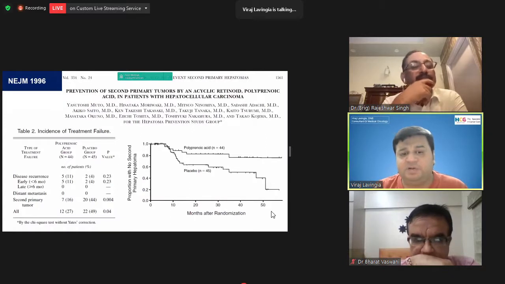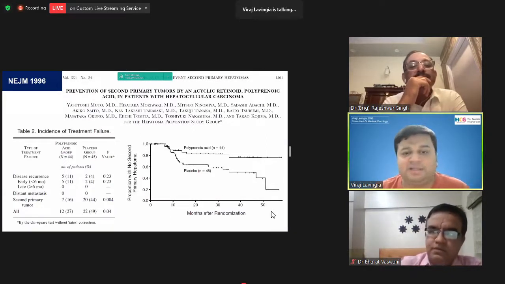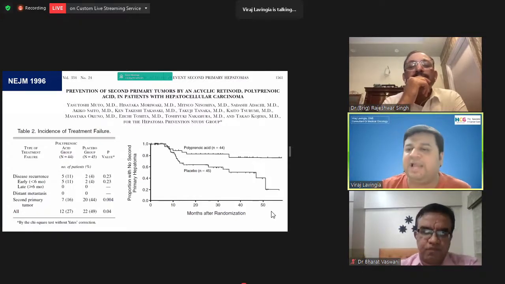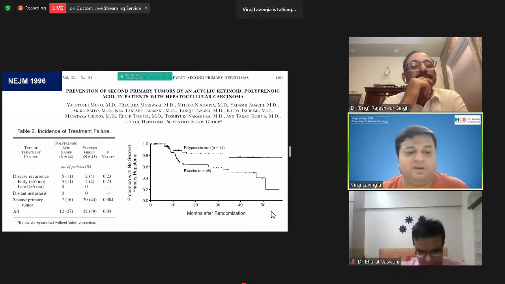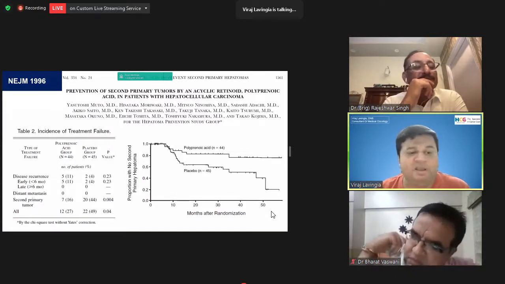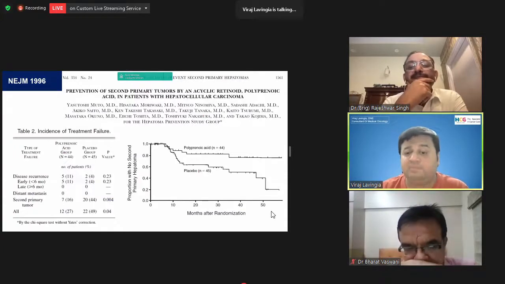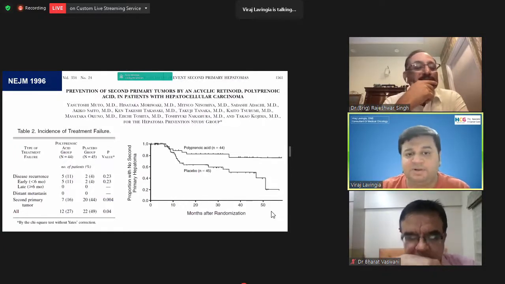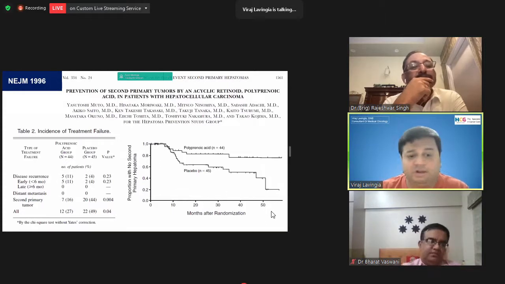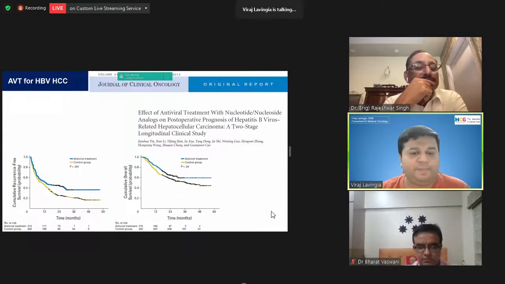Now, about 2-3 decades ago, there was a landmark paper in the New England Journal of Medicine about using retinoic acid after operation of the liver, and they clearly showed reduction in recurrence rate by half. This was a small study from Japan. Unfortunately, it did not make it to the guidelines because other institutes could not mimic the same results. But this was the starting point where we had something after operation that was beneficial rather than doing nothing.